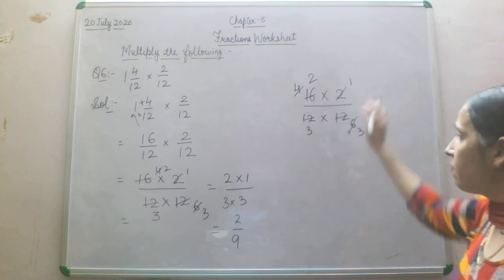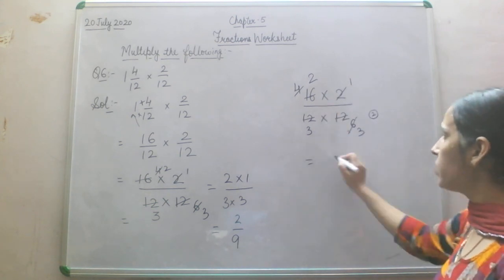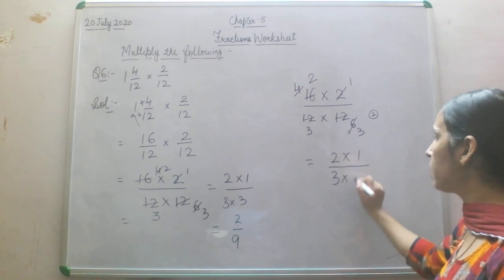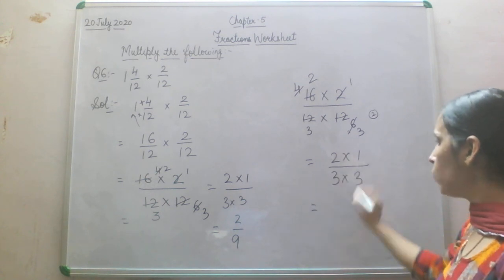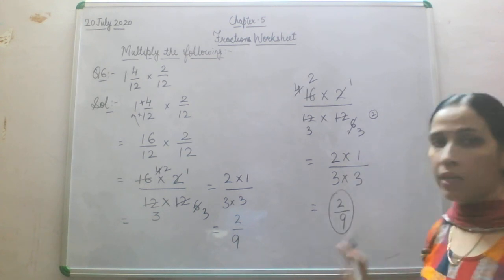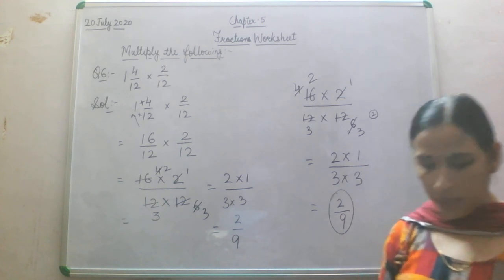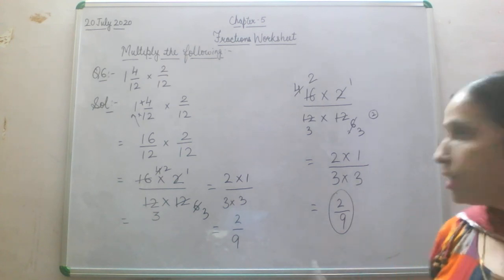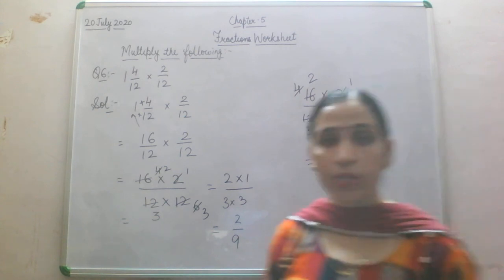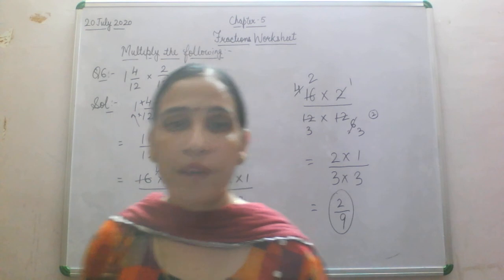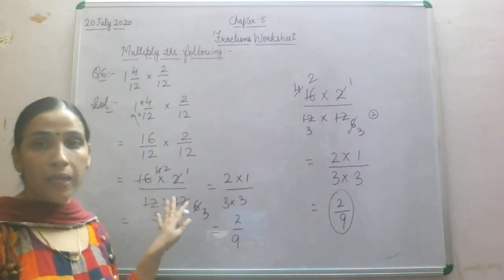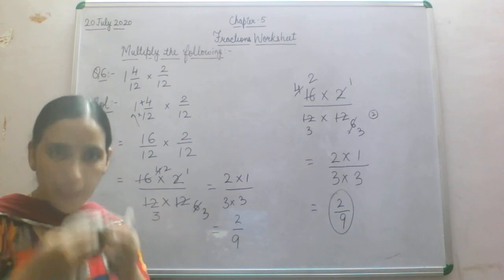Now what is left in the numerator? 2 will be multiplied by 1 and here 3 will be multiplied by 3. So 2 ones are 2, 3 threes are 9. So we have got this answer as 2/9. Fine. I hope this reducing part is clear to you all, how to reduce a fraction in this step itself, when you are multiplying it.